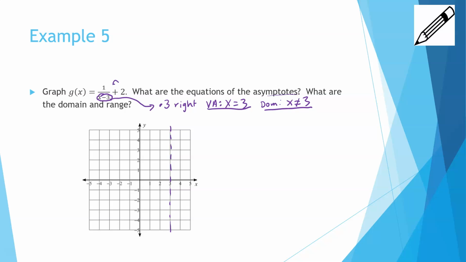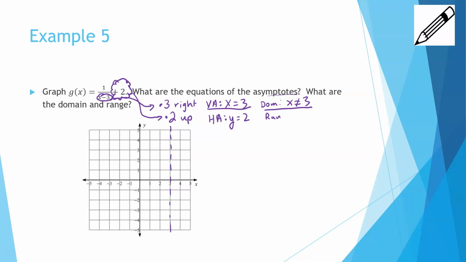Now the other thing I see in this is the plus 2. Plus 2, it's not grouped with the x, so it's going to move it up or down the same as what you would think. So you're going to take this whole graph of 1 over x and shift it 2 up. Again, if I take a horizontal line and shift it up and down, the horizontal line is going to shift up. It started at 0, so now my horizontal asymptote is at y equals 2.